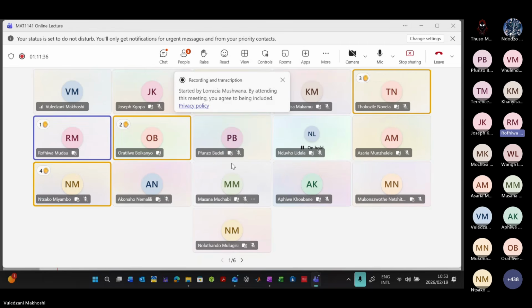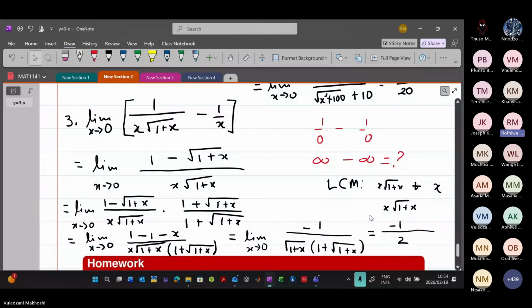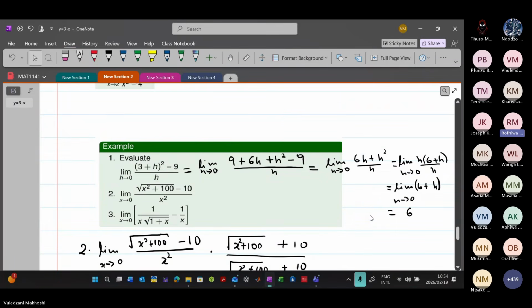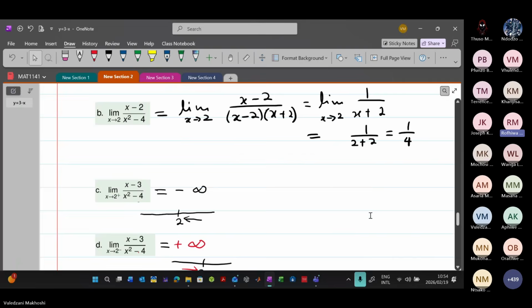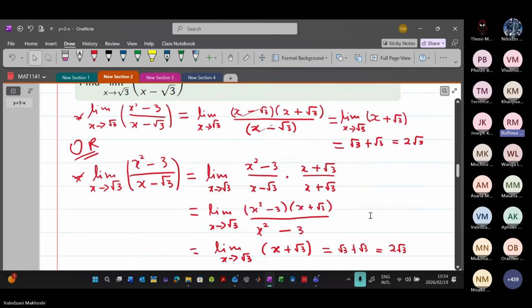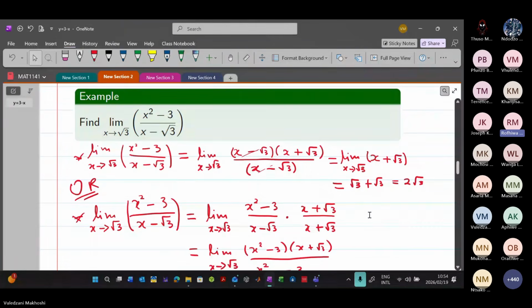Yeah, you're speaking to Ropiwa. I wanted to ask, sir, I didn't understand the factorization part for x squared minus 3, where you open two brackets and the one has x minus root 3 and the other one has x plus root 3. I didn't understand where that root came from. We are factorizing x squared minus 3.